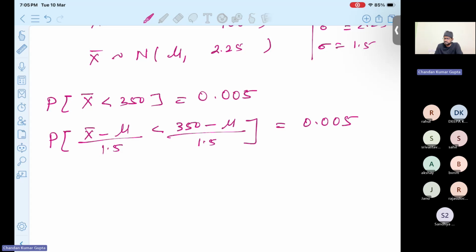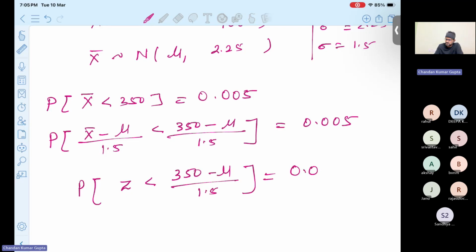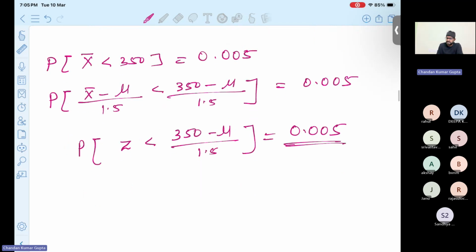Now, the next thing is probability. This is standardization. Z is less than 350 minus mu upon 1.5 comes out to be 0.005. Okay. So now we need to use our normal table. You go to the normal table and then you will search the probability near to this value 0.005. Because here it's phi z, no? Phi z equal to 0.005.